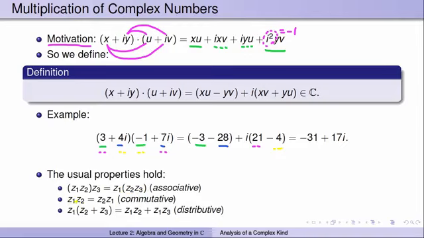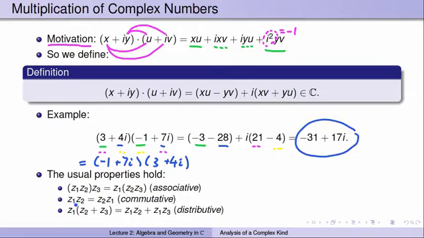Multiplication is also commutative, which means it doesn't matter if I write this factor first and then this factor, or if I write this the other way around. So in fact, this would be the same thing as -1 plus 7i times 3 plus 4i. You should check this out. Get out a piece of paper and apply this formula to this product and verify that indeed you do get the same result, -31 plus 17i.